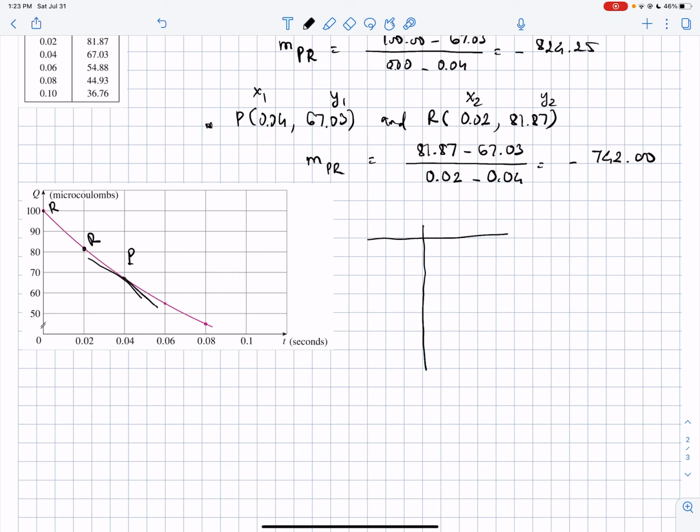Okay, so here is the result for the rest. I will put them in the table. So let's put the x coordinate for the point R, and this is the slope of the secant line PR. Then we have the point R with coordinates 0, 100.00. The slope we calculated already is negative 824.25. The second point is 0.02 and 81.87. The slope we just calculated is negative 742.00.